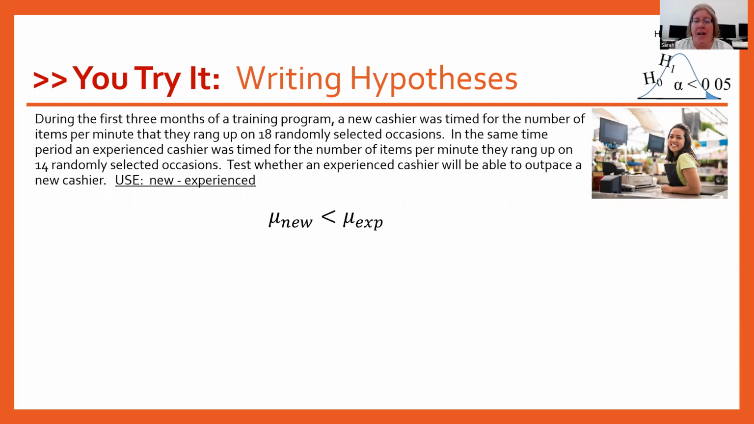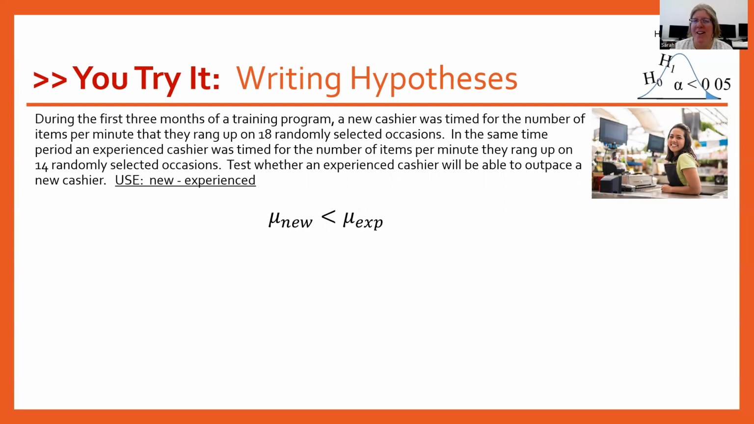What I've done here is, it says we're looking for the number of items per minute, and an experienced cashier is supposed to outpace the new one, meaning they should bring up more items in a minute than the new person does. The way the inequality works, the side that's open is the side that you think is bigger. So I put that less than in there, meaning the new cashier is going to do less, the experienced one is going to do more. And I find that most people are able to put that inequality in there correctly when you're just putting it between the two of them.